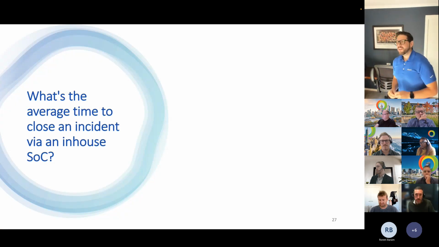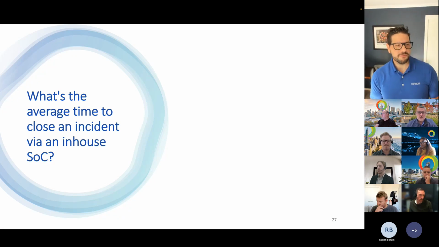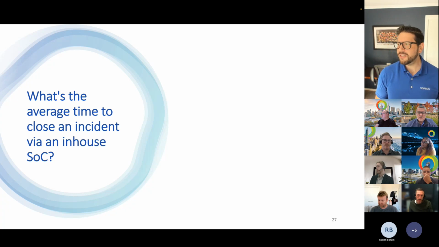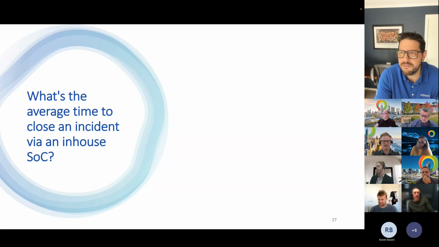All right, we're almost there. I love this one. Does anyone remember this from the previous one we did about 4 or 5 months ago? What is the average time to close an incident via an in-house security operations center? That's assuming they found it, but then once the incident's found, investigate it, hunt it down, kick them out, close it all off.